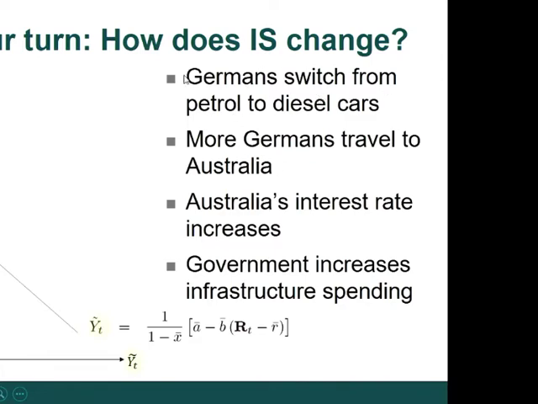There's a much better answer. More Germans travel to Australia. Anybody an idea? Exports are third, so that's exactly right. So we're exporting services. If people are coming to us in Australia, we are selling them stuff, we are selling them services, so it's our exports. And since our exports go up, how does that affect our graph here?